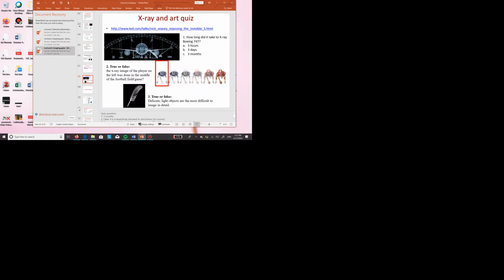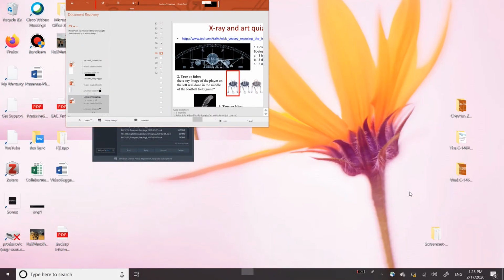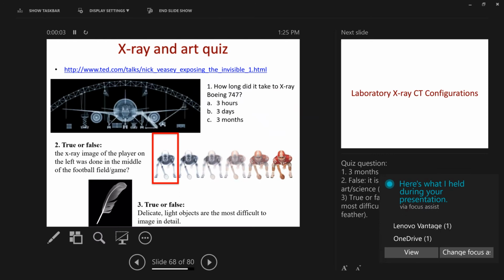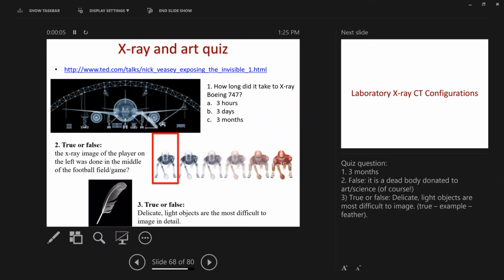So just a quick quiz to see whether you were paying attention. How long did it take to X-ray Boeing? 3 months, part by part, and then juxtapose. True or false? The X-ray image of the player on the left was done in the middle of the football game. False. We can't X-ray people without really killing them. So not with the amount of detail that is shown here.